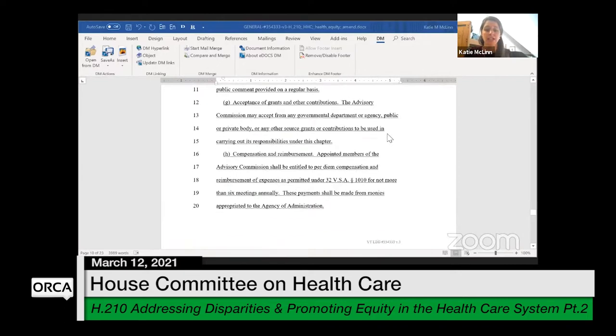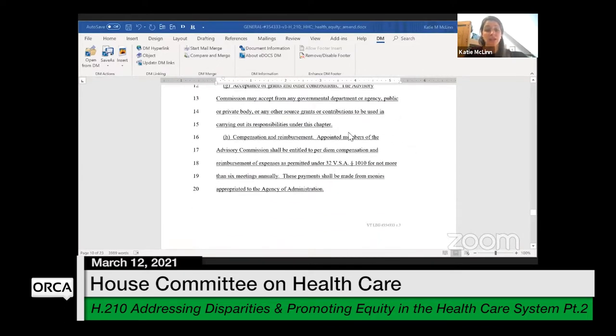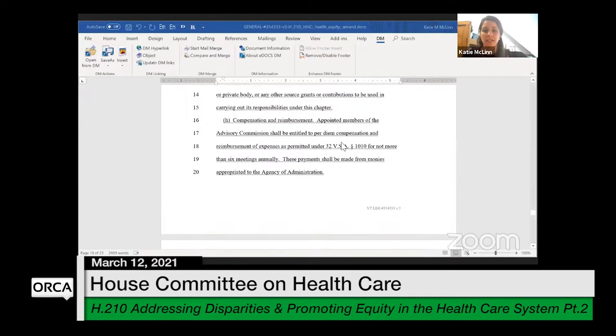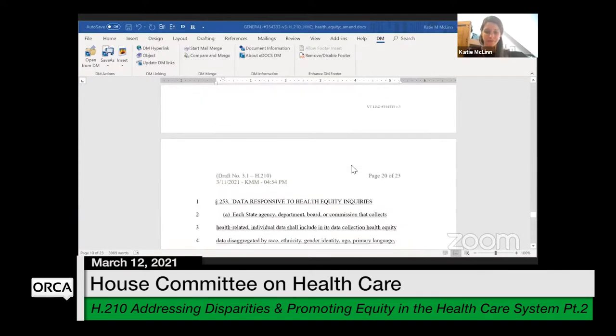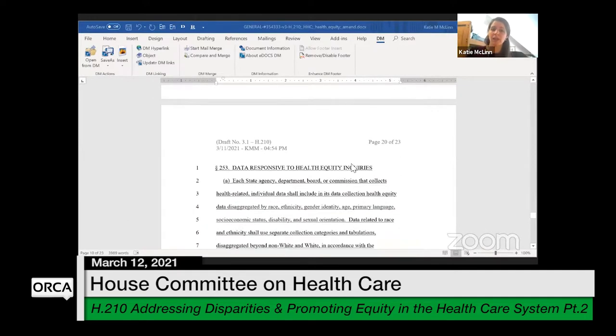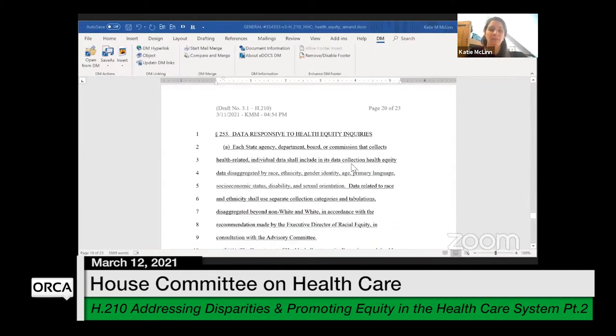And then in subsection H, we have our standard language about compensation and reimbursement. And here you'll note on line 19, this is for not more than 6 meetings annually. So that's a policy decision, but because we're asking them to meet every other month, that's the number that's there for the moment. And we have this appropriation coming out of the Agency of Administration. So that's the second section within the new chapter. And the third section within this new chapter has to do with data.